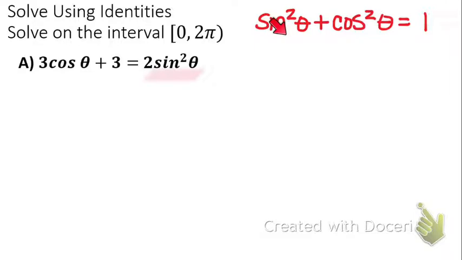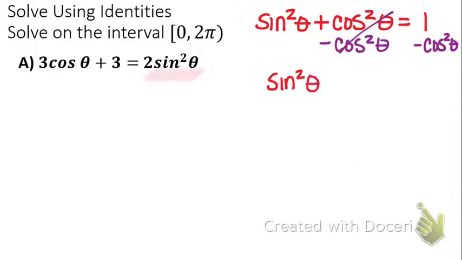So if I were to take this identity and solve it for sine squared, what would I have to subtract? To solve this identity for sine squared, I would have to subtract cosine squared, right? So if I subtract cosine squared from both sides, then we would have sine squared equals 1 minus cosine squared.